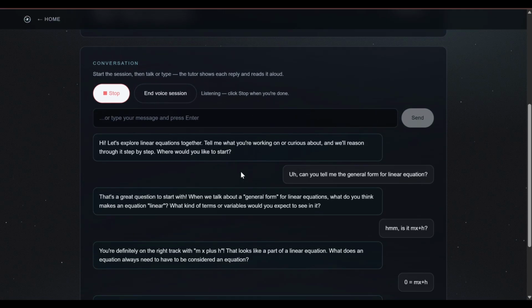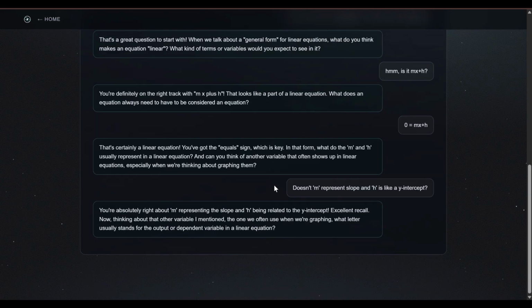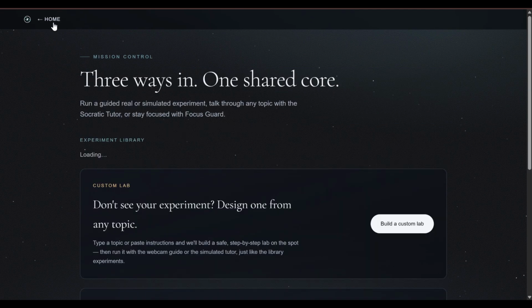Doesn't m represent slope and h is like a y-intercept? You're absolutely right about m representing the slope and h being related to the y-intercept.